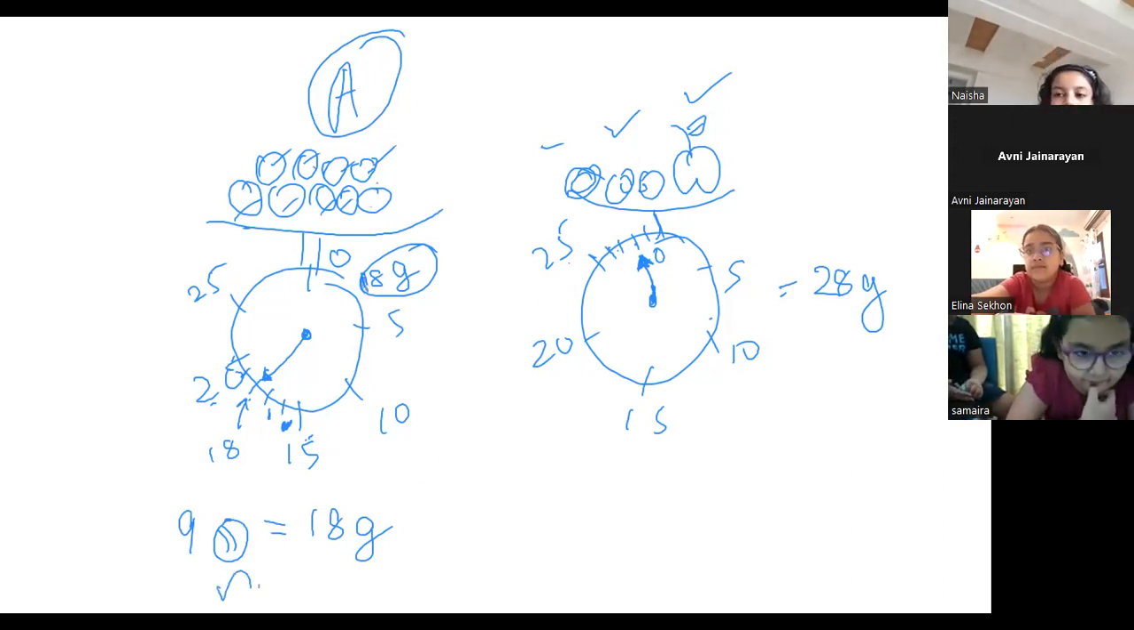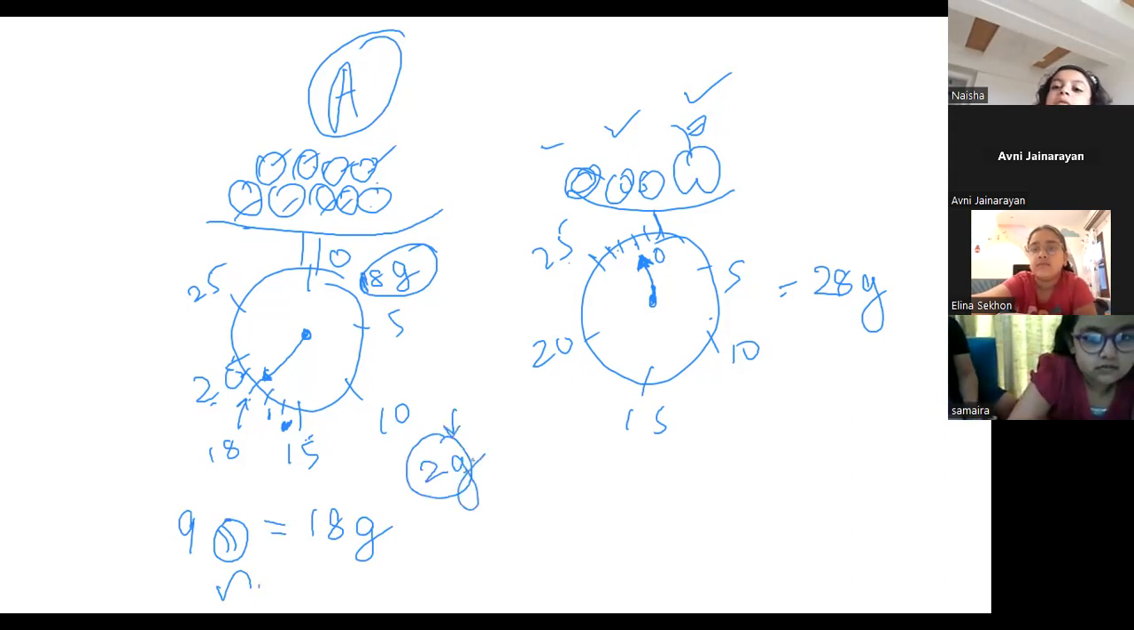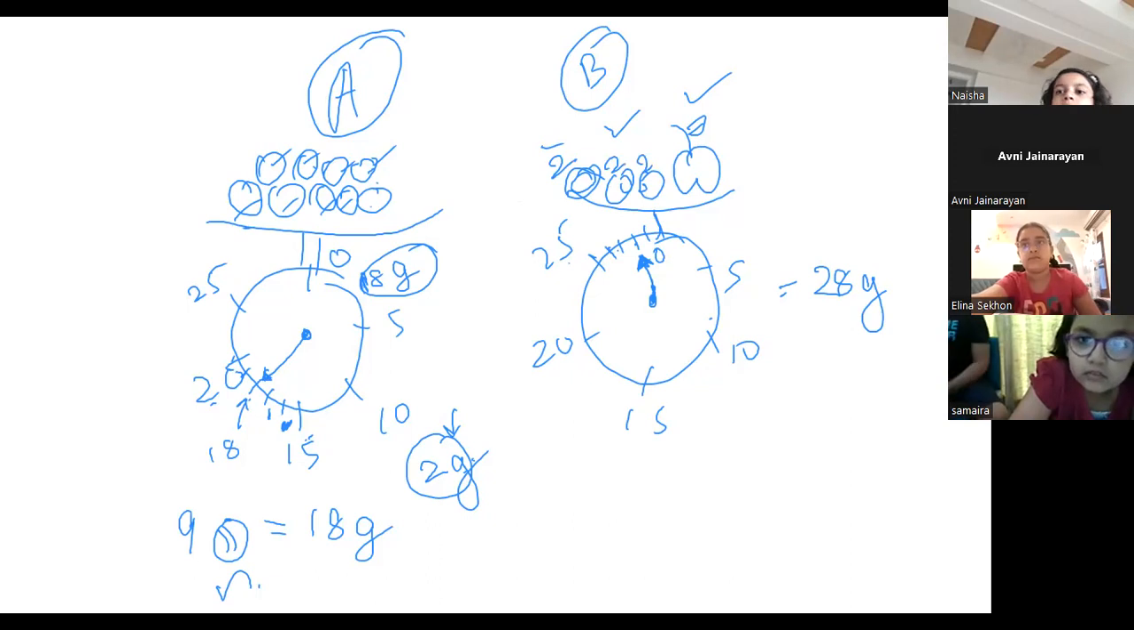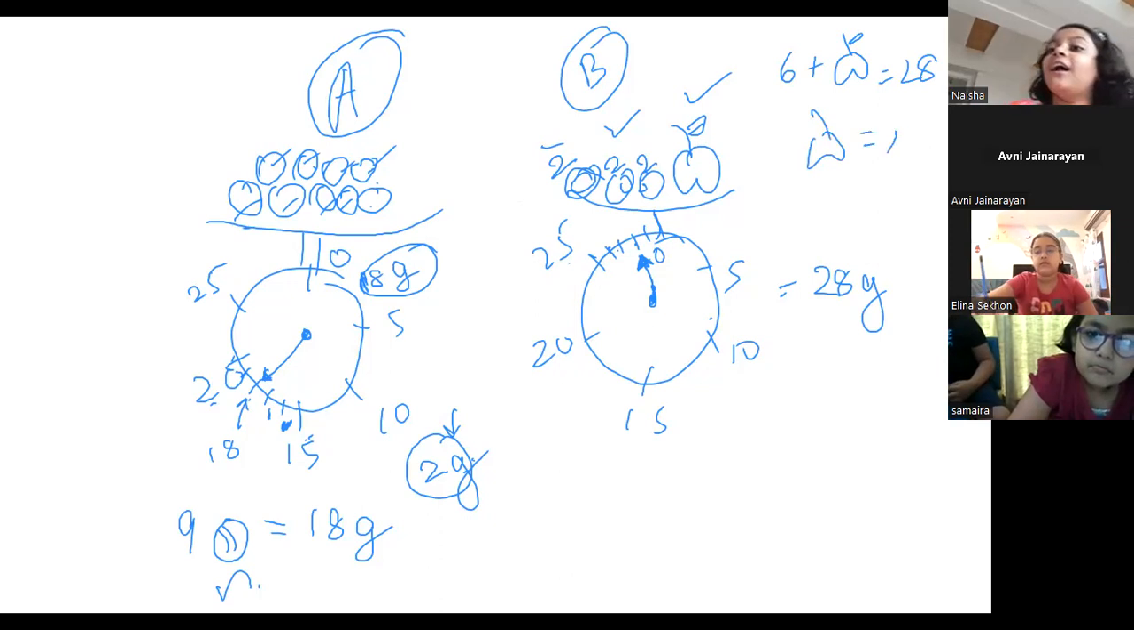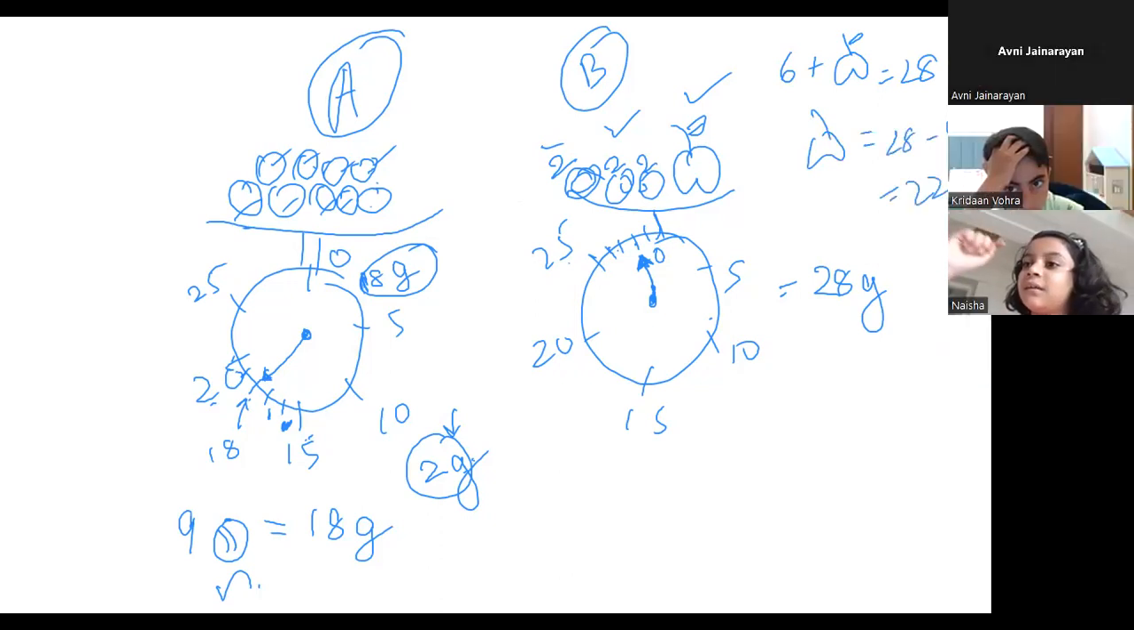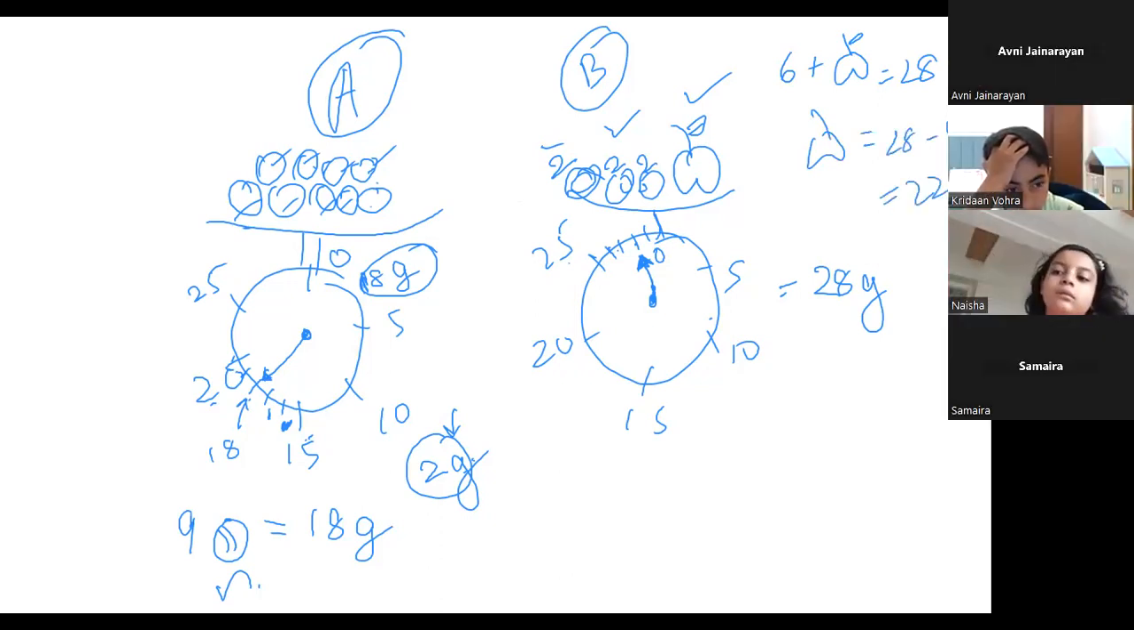Good job, Kridan. Now, if you know that one ball measures 2 grams, can you substitute it in this B figure? This is also 2. This is also 2. This is also 2. Okay? So, what will be the equation? 6 plus apple is equal to 28. So, apple is equal to 28 minus 6. That is 22. Was it easy?